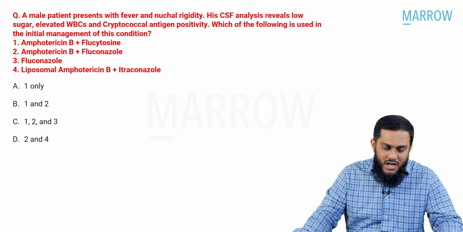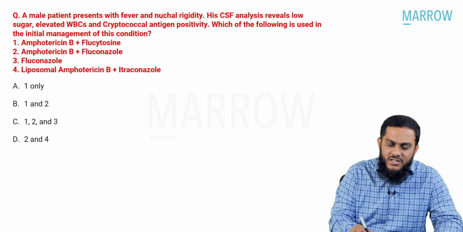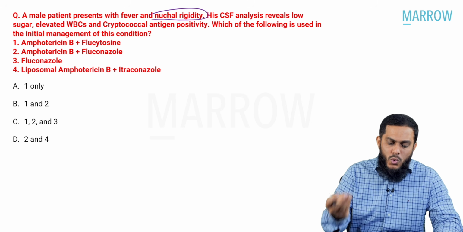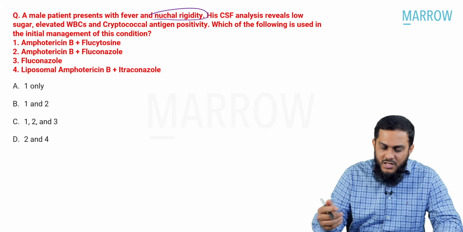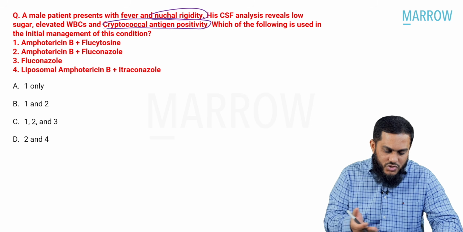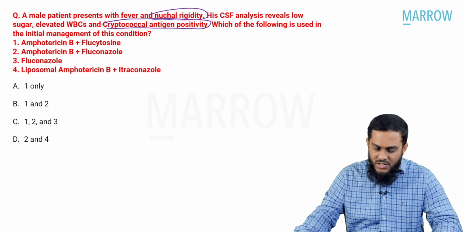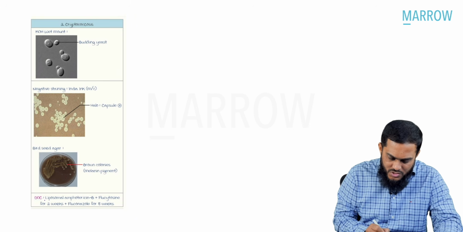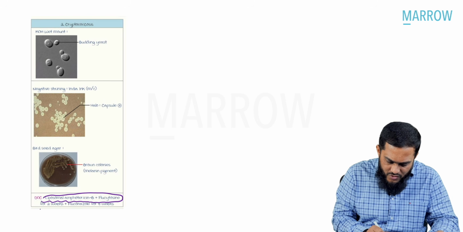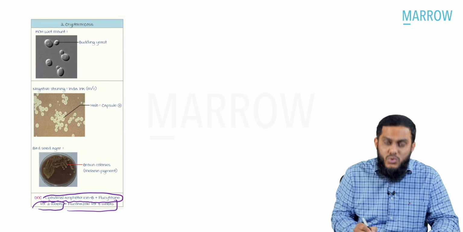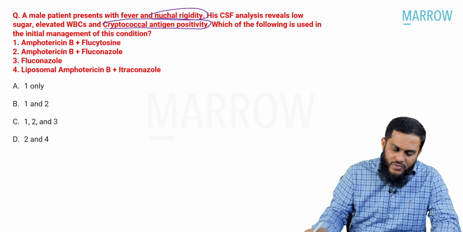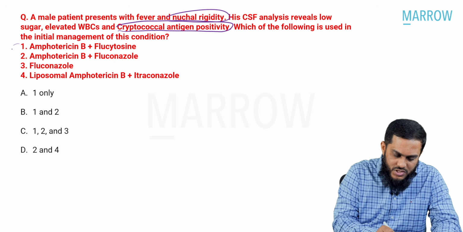So next question. A male patient presents with fever and neck rigidity, meningitis. CSF analysis reveals low sugar, elevated RBC, cryptococcal antigen positive. Okay, cryptococcal meningitis. Which of the following is used in the initial treatment of the condition? See here, sir, Cryptococcus plus class notes. See the treatment. Liposomal amphotericin B plus flucytosine for the first 2 weeks and fluconazole for the next 8 weeks. Therefore, amphotericin B plus flucytosine.